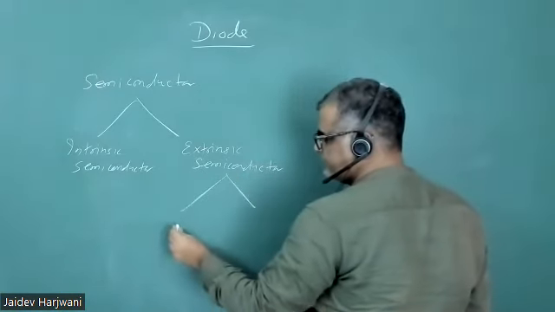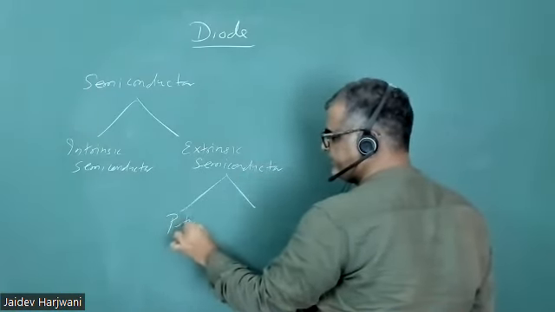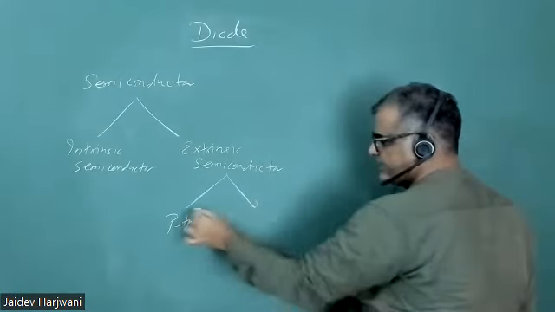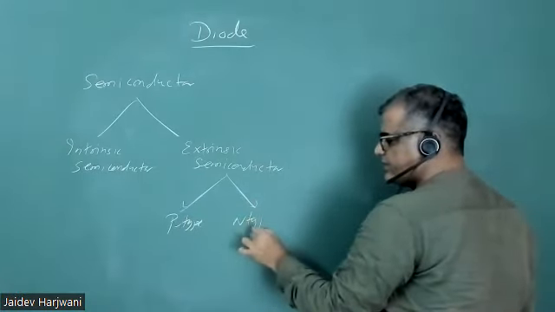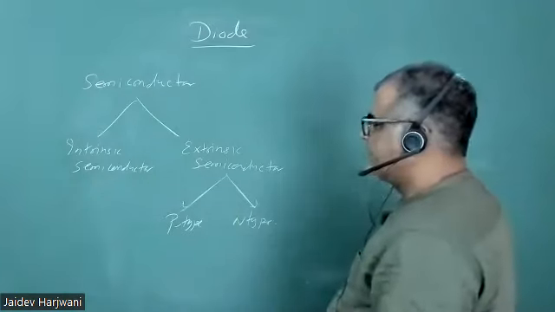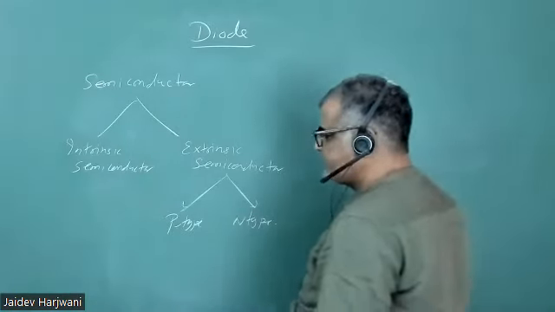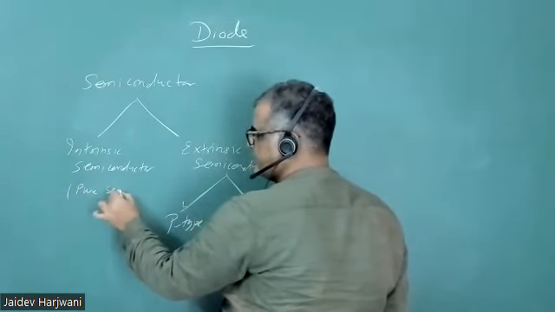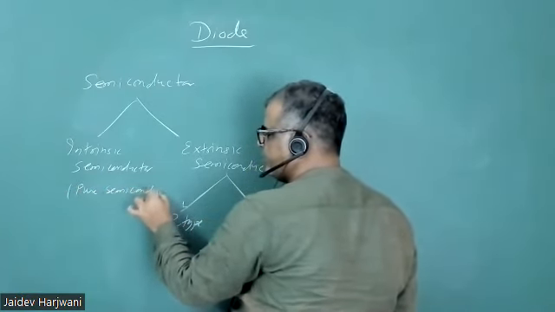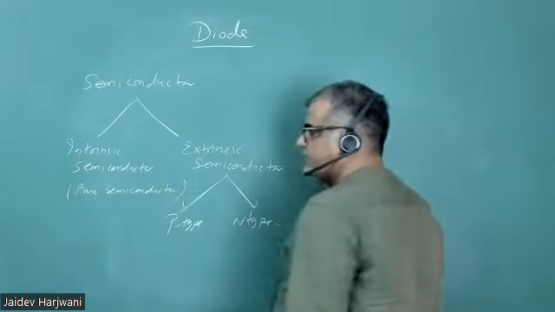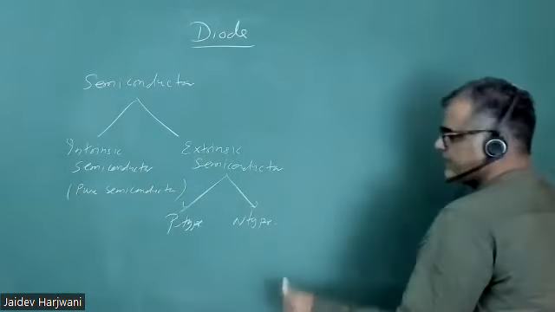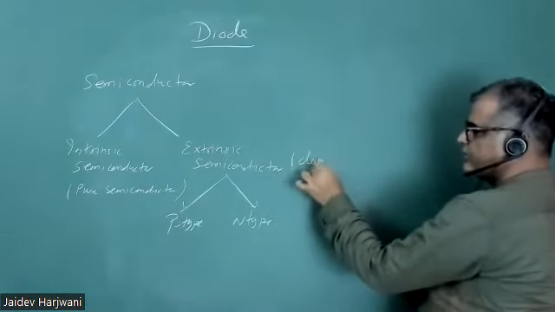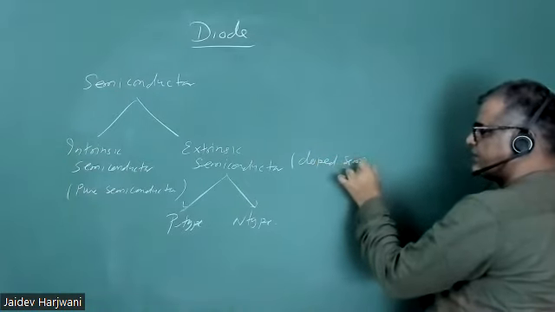Extrinsic semiconductor is of two types. One is your P type and the other is your N type. Now, intrinsic semiconductor means the pure semiconductor without any doping, while extrinsic semiconductors are the doped semiconductors.